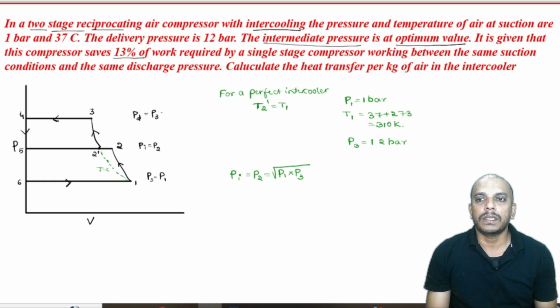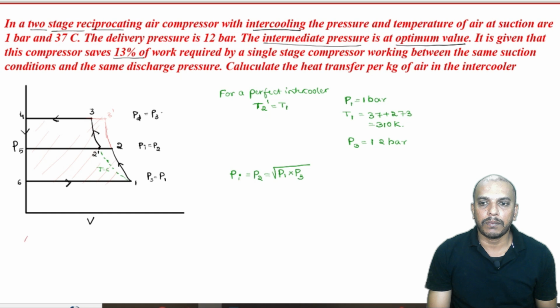It is given that this compressor saves 13% of work compared to single stage compressor working between same suction as well as discharge pressure. So, remember that means, if we had continued this process. So, now what we have done, we have compressed from 1 to 2, then intercooled it, then 2 dash to 3 is our second compression. Now, had we done this compression in a single stage, we would have got this much of work, because area under the curve in a PV diagram gives us the work transfer.